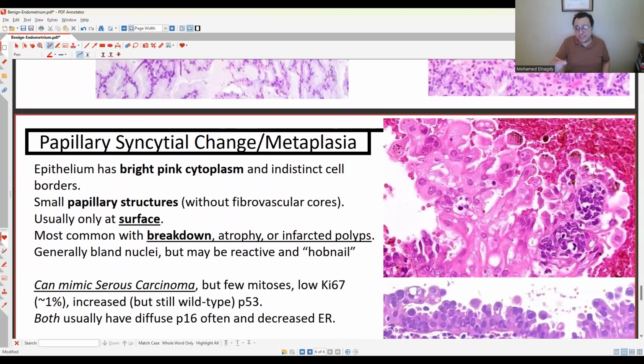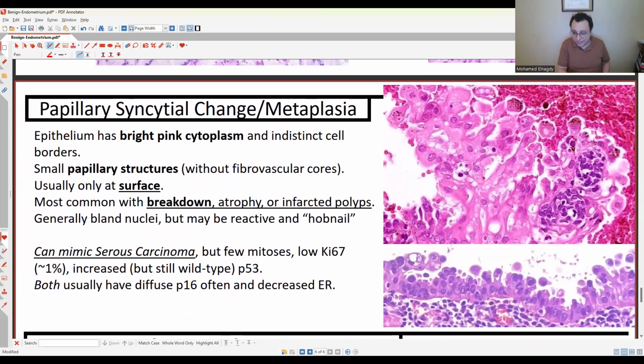Also, this papillary syncytial change or papillary metaplasia or hobnail metaplasia, micropapillary or papillary metaplasia, you will see some kind of odd endometrial change with papillary structures or papillary architecture. And sometimes you will see these micropapillary areas. What I mean by micropapillary is the cells look as if they are detaching or falling apart from the surface. That's the micropapillary pattern.